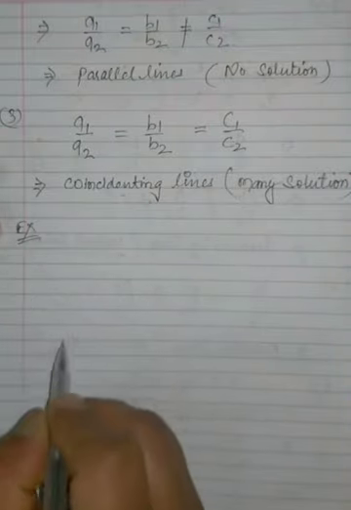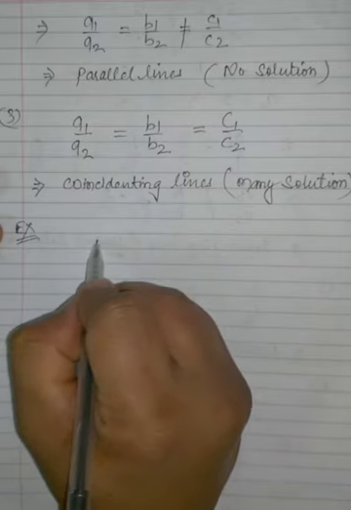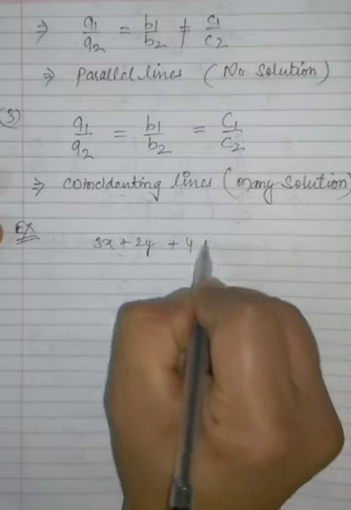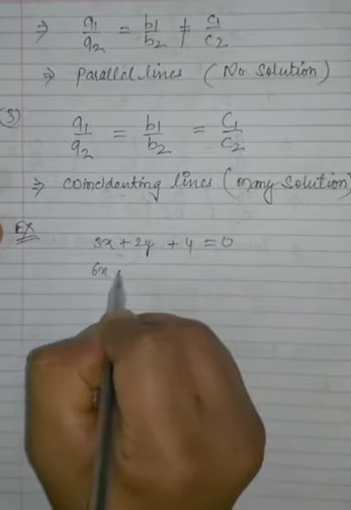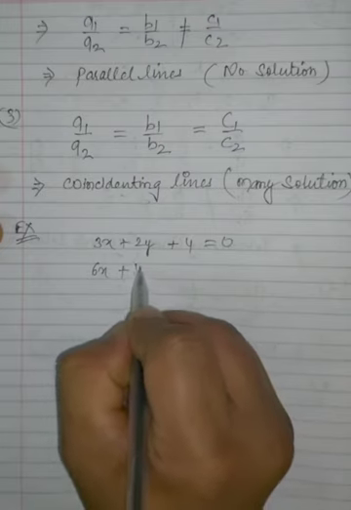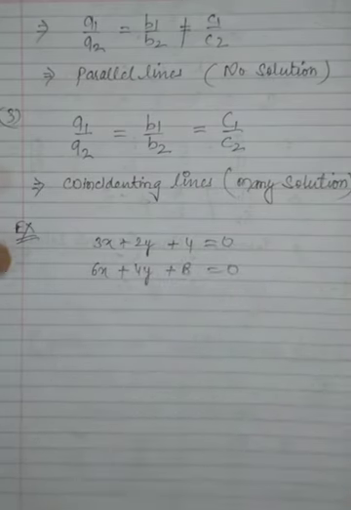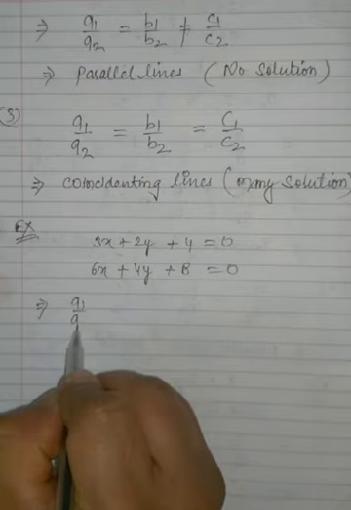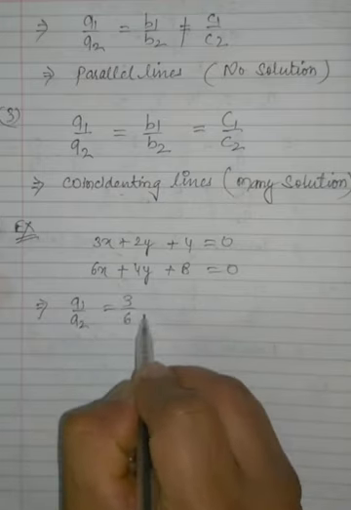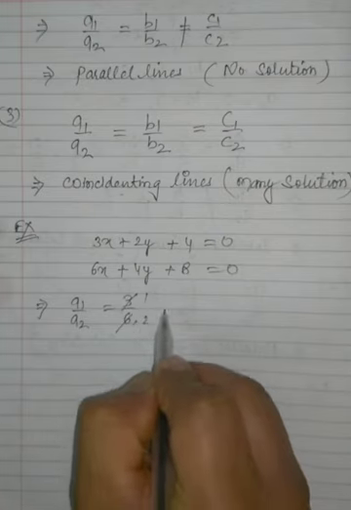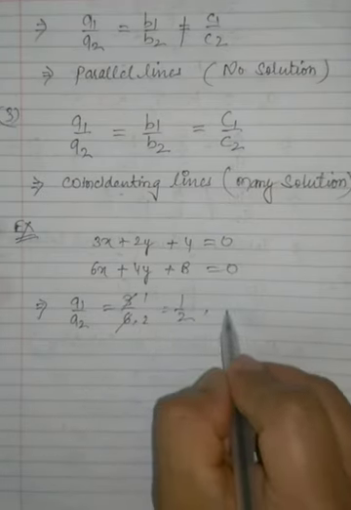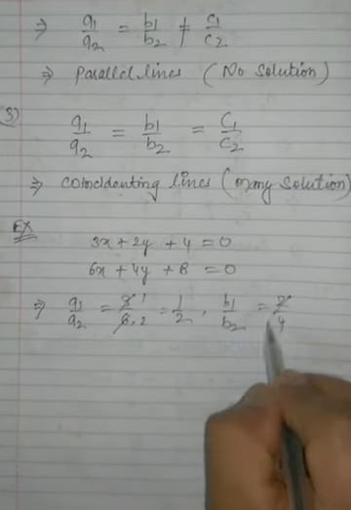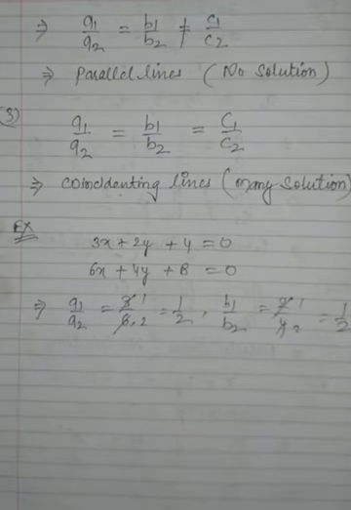For example, let us take the equations 3x plus 2y plus 4 equal to 0, and 6x plus 4y plus 8 equal to 0. So here a1 upon a2 is equal to 3 upon 6, which is equal to 1 by 2. b1 upon b2 is equal to 2 upon 4, which is also equal to 1 by 2.